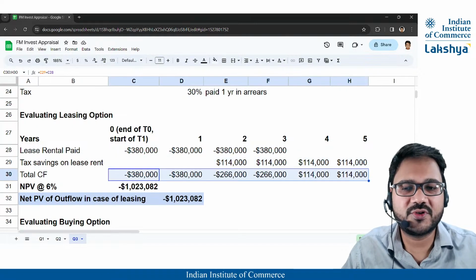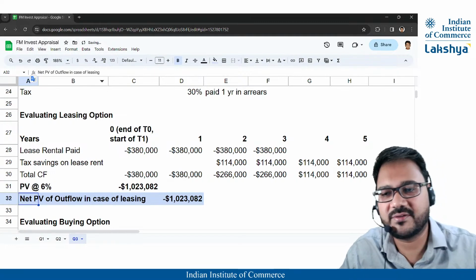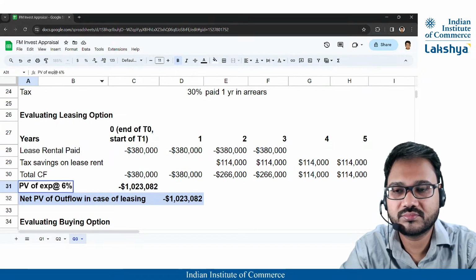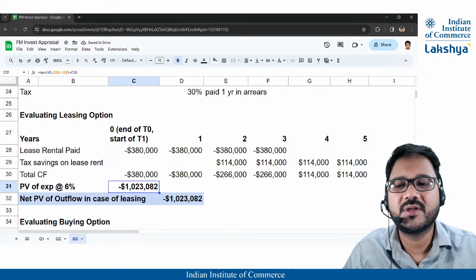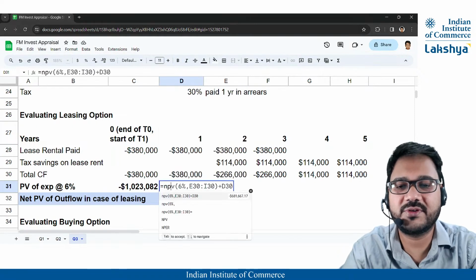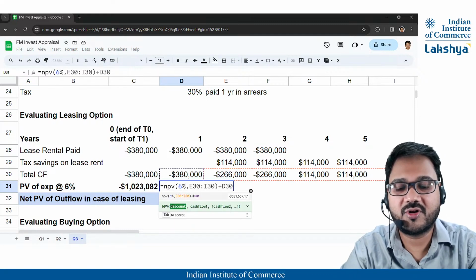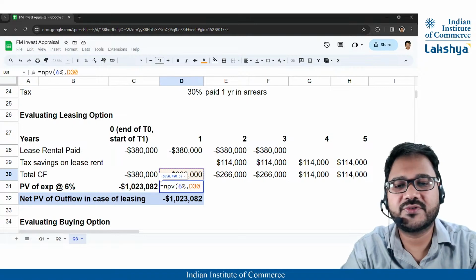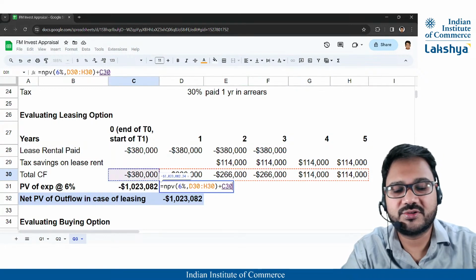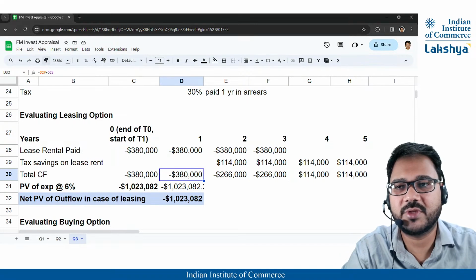So you get your total cash flow, and then you just have to find the present value. In fact, this is not even the net present value. You can call it the present value of all expenses, present value of expense at 6% discounting rate. So you can just use the direct NPV formula, NPV, bracket open, 6%, comma, select your year 1 onwards cash flow, bracket close, and then you take your year 0 also. So it becomes $1 million.